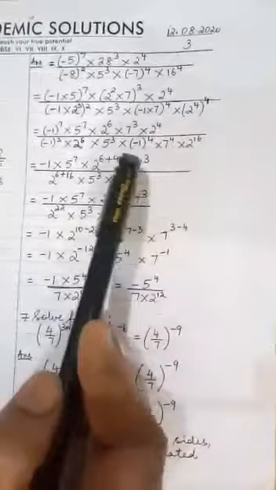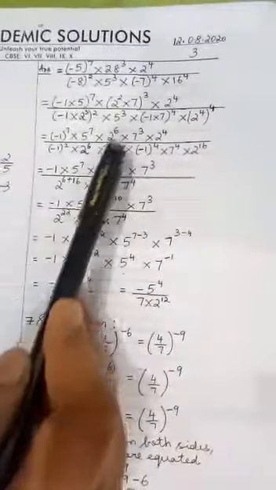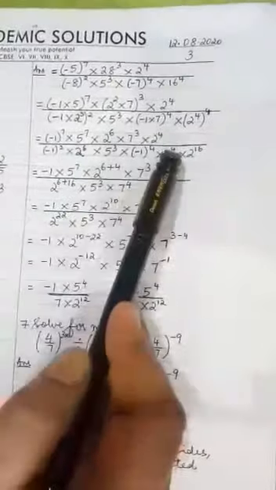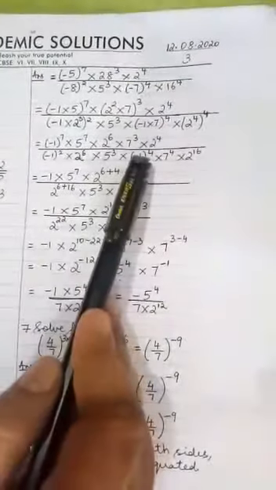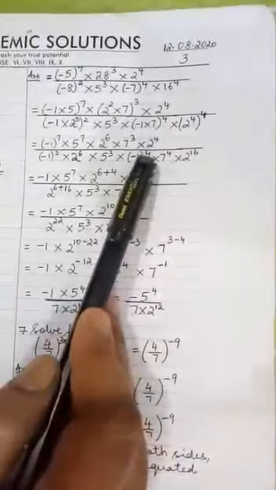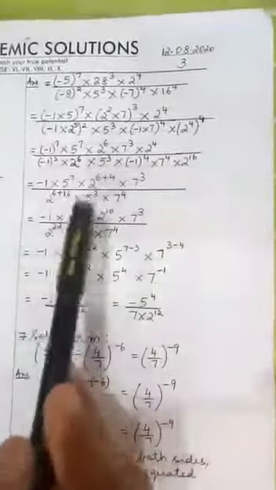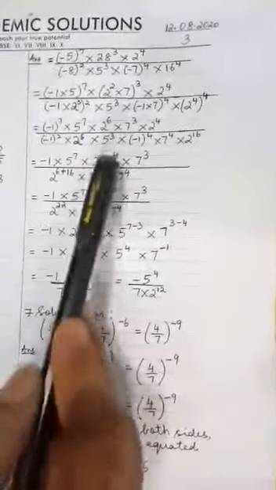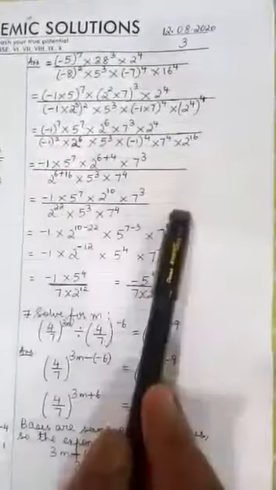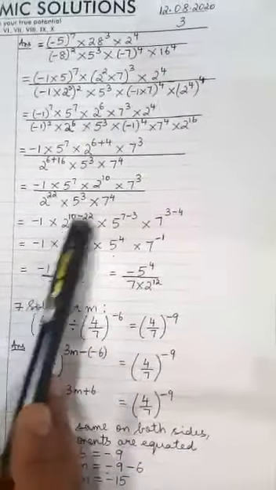And where were we? 2 to the power, we simplified this one. 5 cube here. 7 to the power 4. And since these values are 1, you don't have to write them. So in the next step, let's simplify the addition. So we have minus 1, 5 to the power 7. This is 2 power 10 into 7 cubed over 2 power 22, 5 cubed, 7 to the power 4.